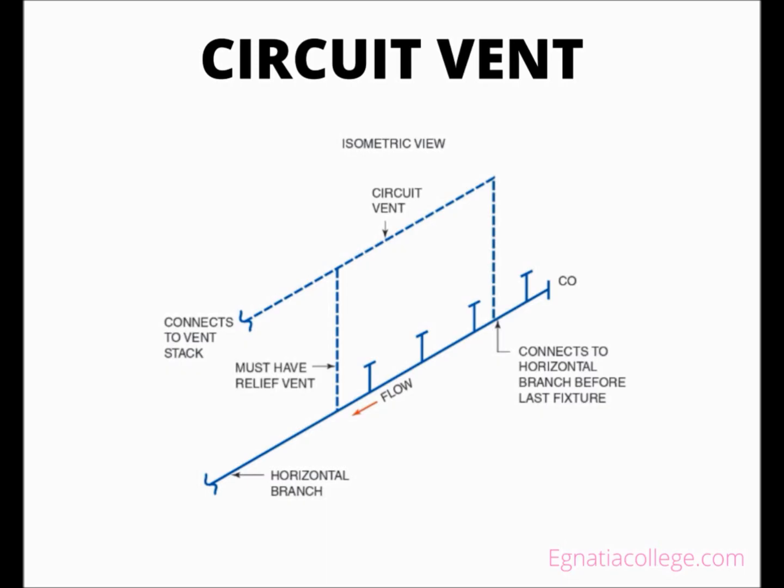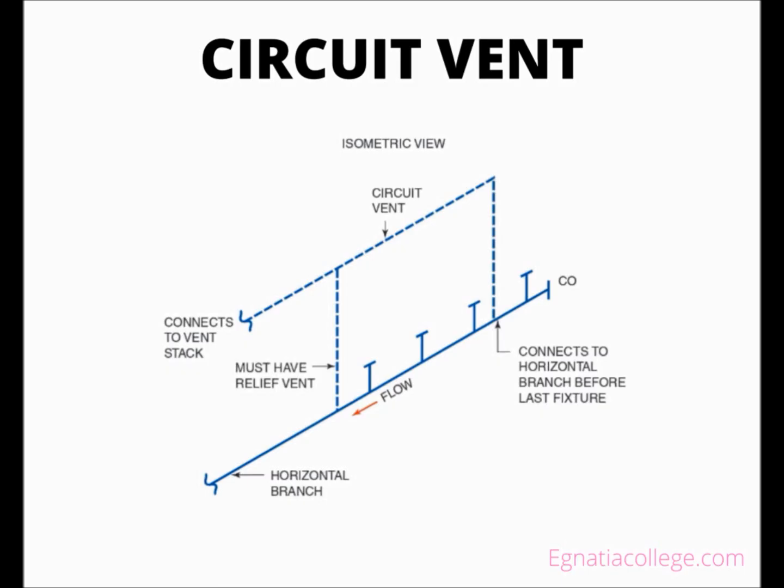Circuit vent sizing is based on the horizontal branch size, fixture load, and distance it travels. It is typically connected vertically to a horizontal branch before the last fixture, and it terminates to the vent stack. A circuit vent is also known as a loop vent when it is located on the top floor of a building or at the highest branch interval. Most plumbing license exams have questions about circuit venting.